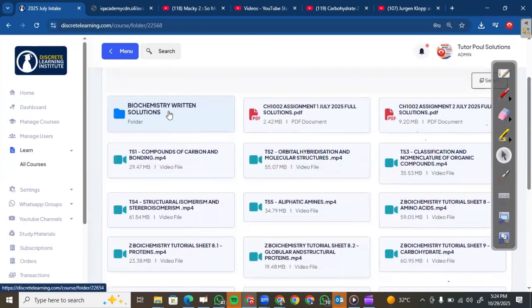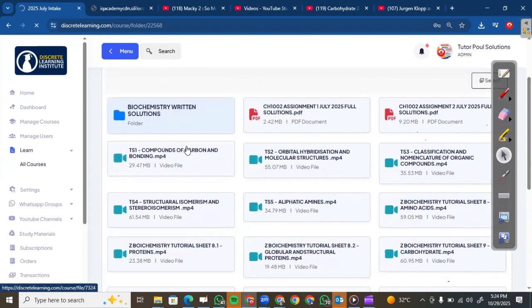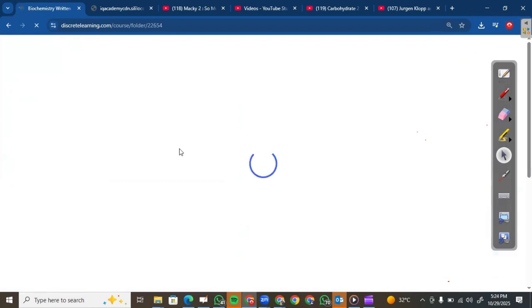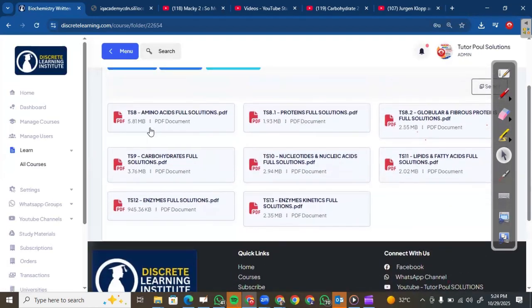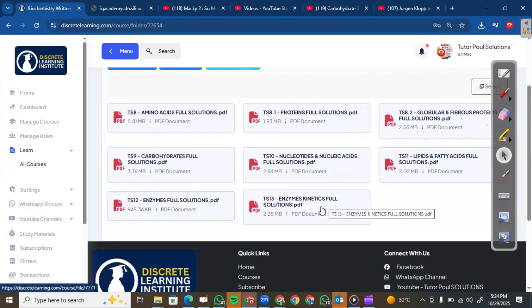And then if you want the written solutions, we also have them for the biochemistry tutorial sheets. So you can go to this folder here and open it. Once you open this folder, you're going to see full written solutions to all the tutorial sheets under biochemistry, from amino acids all the way to enzyme kinetics. Full solutions, well explained, so that you can learn at your own time, at your own pace.